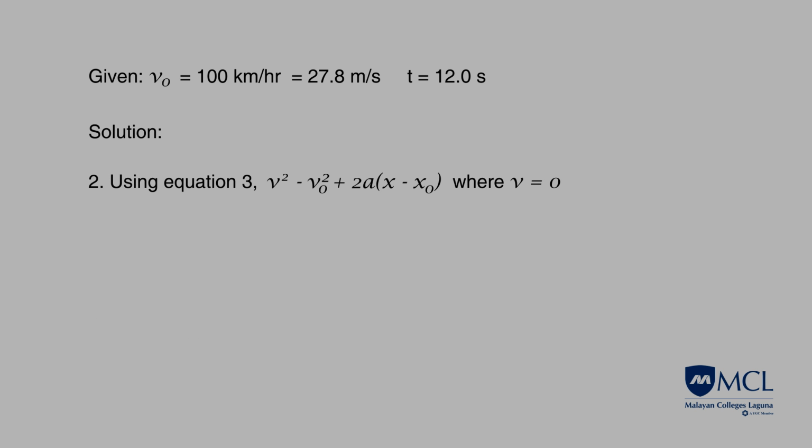Using equation 3, velocity squared equals initial velocity squared plus 2 times acceleration times displacement, where velocity equals 0. We have displacement equals velocity squared minus initial velocity squared over 2 times acceleration, equals 0 minus 27.8 meters per second squared over 2 times negative 2.32 meters per second squared, equals 167 meters.